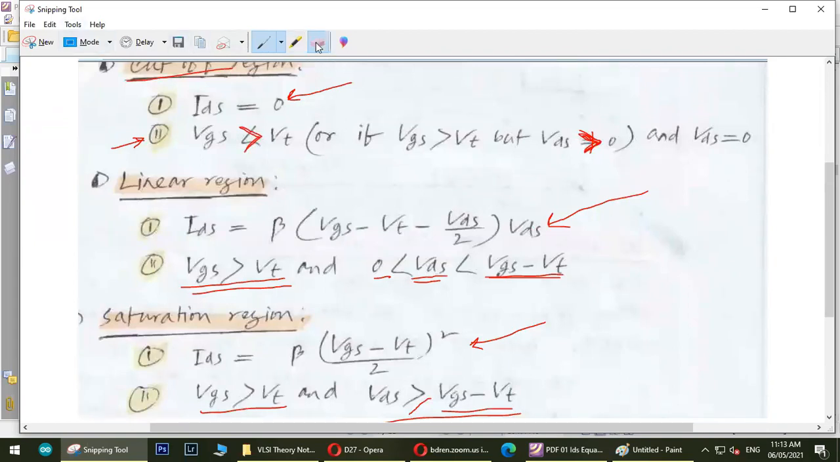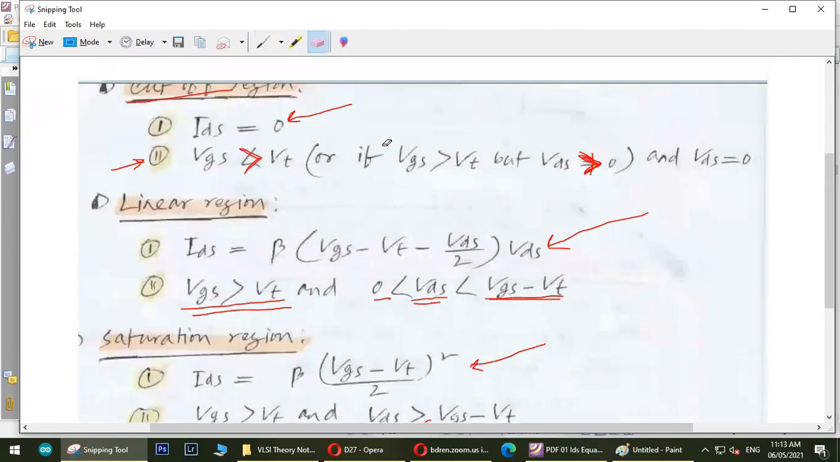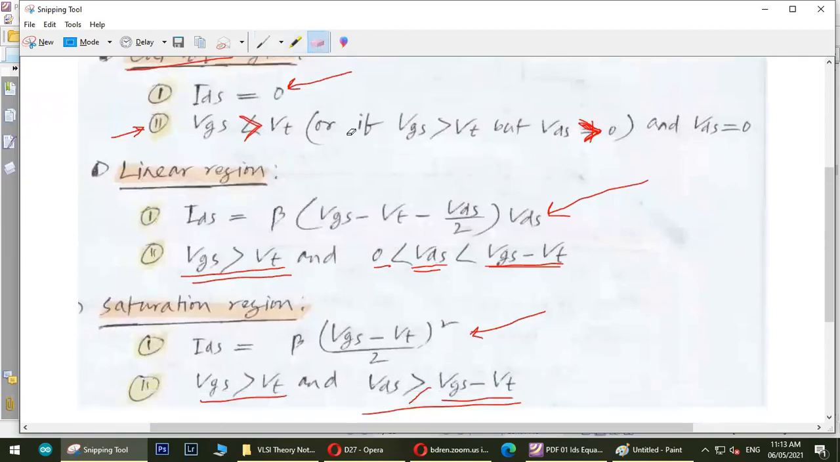Okay. So let's do some math. Sir, in the VI characteristics graph, where are VGS and VT? Where is it in the VI characteristics graph? Oh yes, the VI characteristics curve. Let me show you.